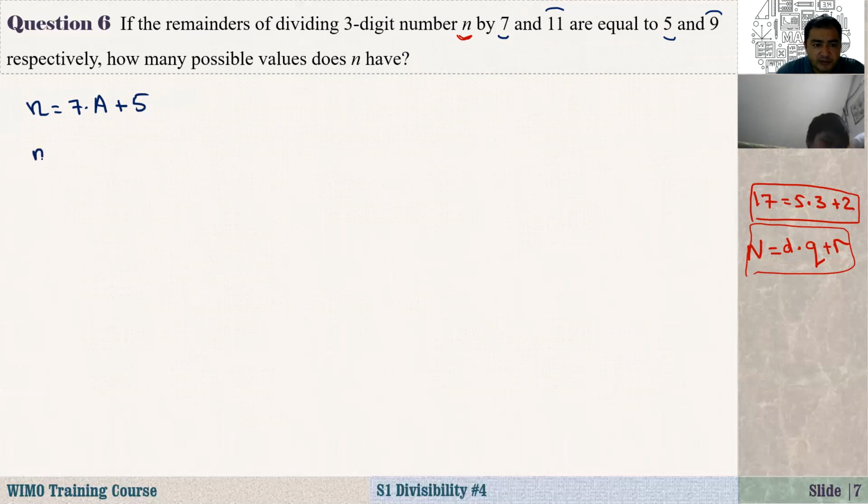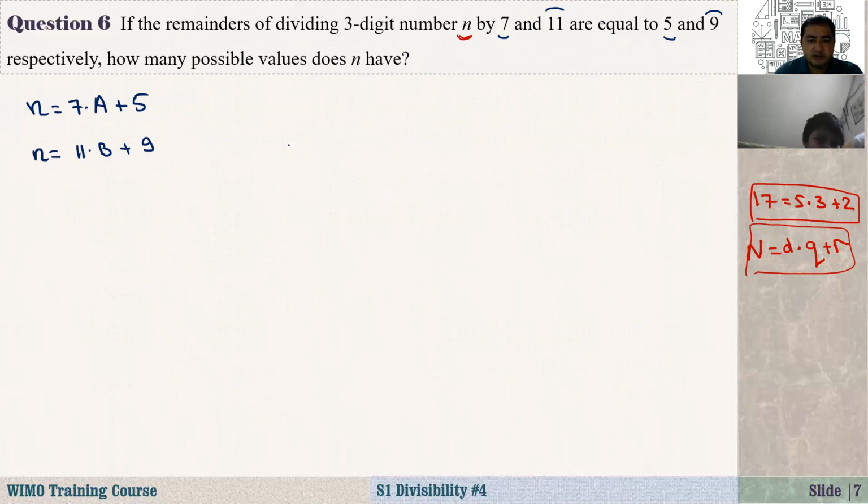And again, if you divide the same number, this n, by 11, I have some quotient. Let's denote this by capital B, okay? So what we have here, the remainder is 9. The question is, how many possible values does n have? How many three-digit numbers do we have, so that when you divide by 7, the remainder is 5, and if you divide by 11, the remainder is 9?